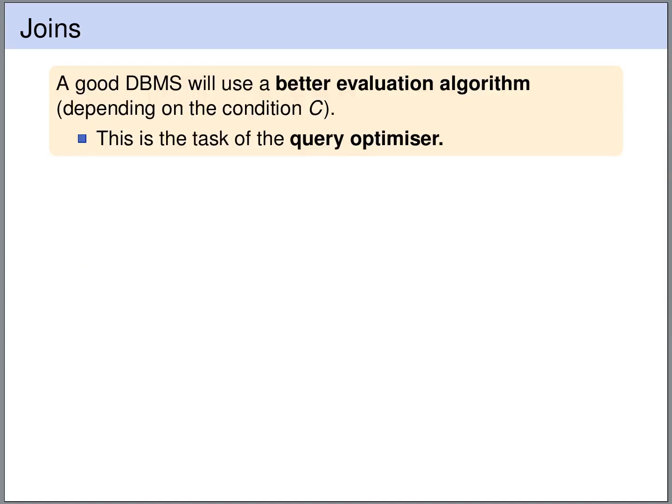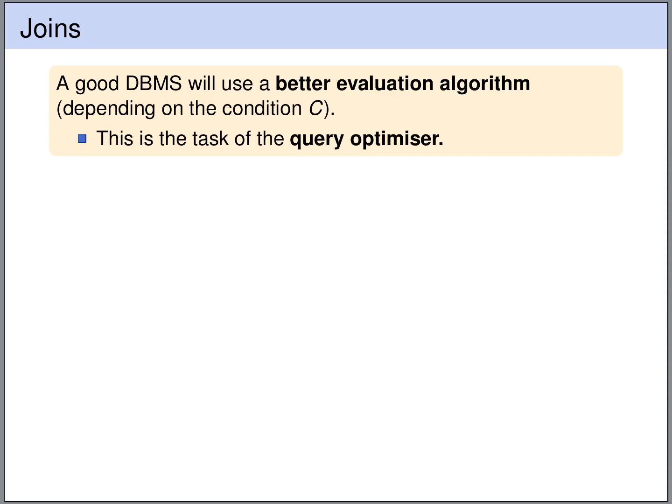Of course, a good database management system will choose a better strategy for evaluating such queries. And this is the task of the query optimizer. The query optimizer looks at the query, in particular the condition C in the where clause, and tries to determine the best strategy, the most efficient strategy of evaluating this query.